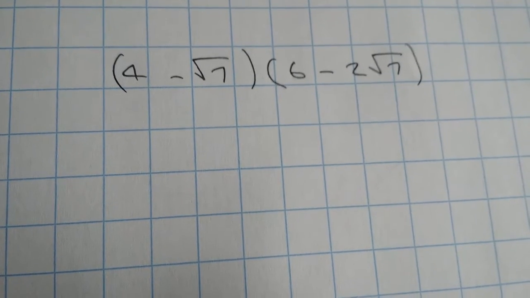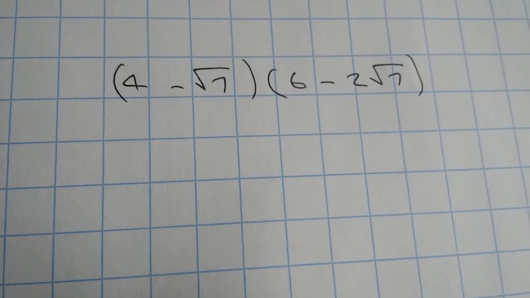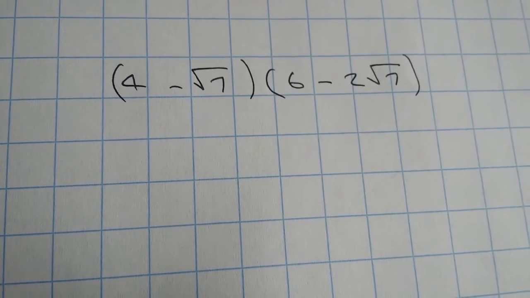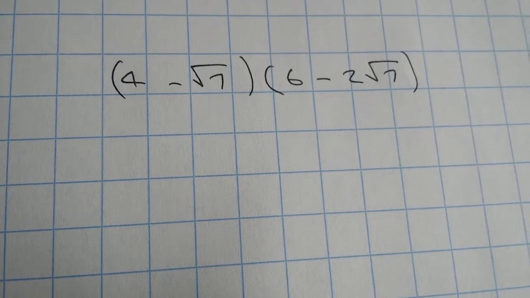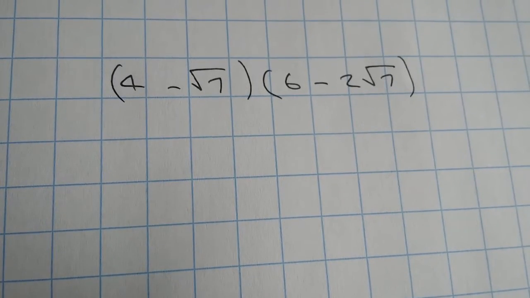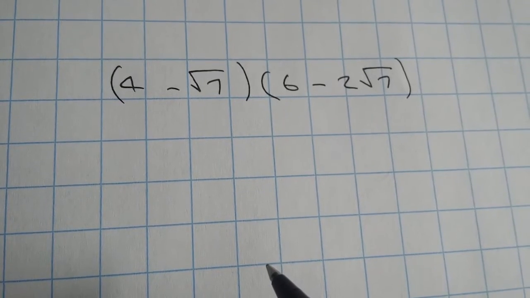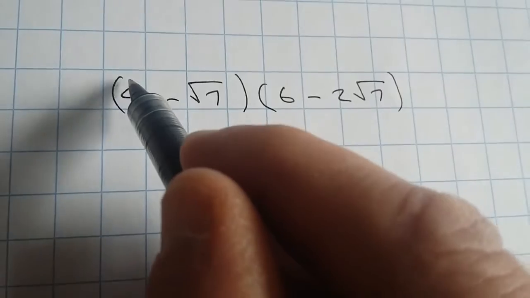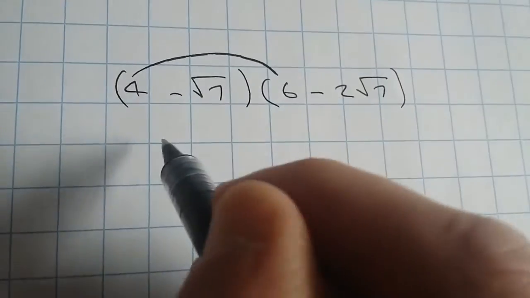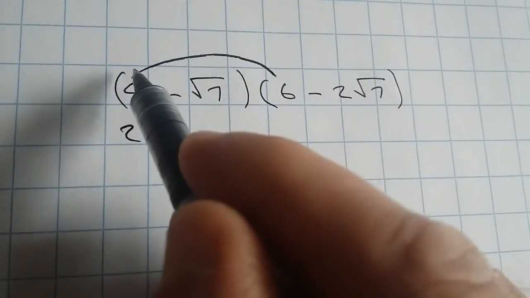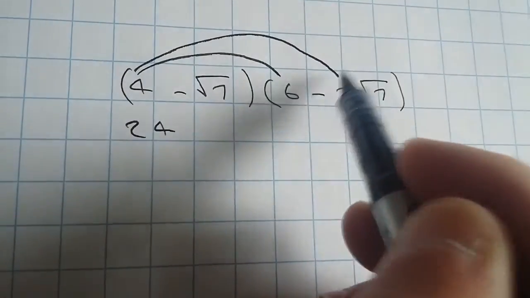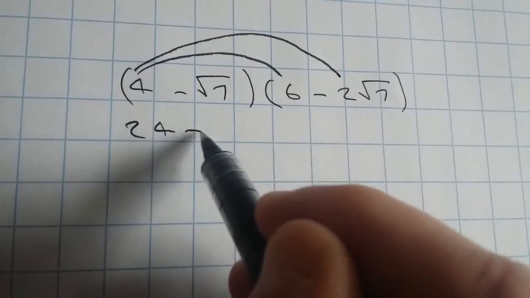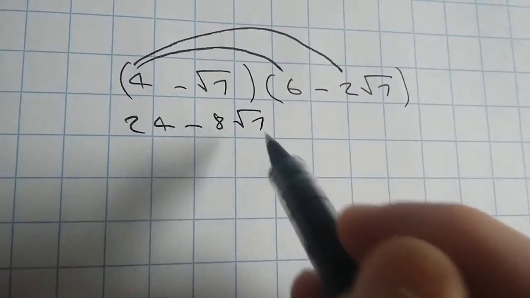This one's got a lot of steps in it, but if you take your time and think about all the things we know about negative numbers, multiplying by negative numbers, and expanded double bracket, don't rush, this will be fine. We'll just work our way through one step at a time. So first thing is to multiply out the double bracket. So I've got 4 times 6, which will give me 24, and then 4 times minus 2 root 7. 4 times minus 2 is minus 8, and I've got that root 7 on the end.